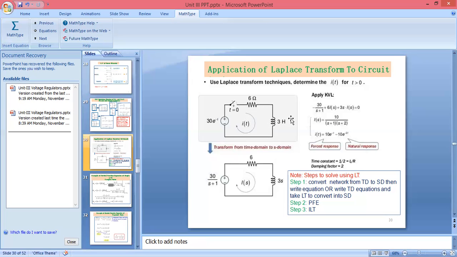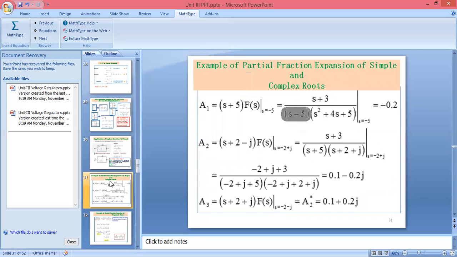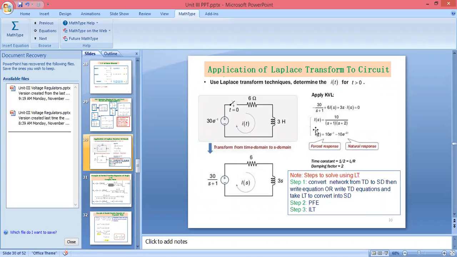We can take that 6 ohm as it is, and in the time domain you use 3 Henry, but if you are converting into the frequency domain, you are supposed to use 3s here. So I am writing here 3s. Now, I have given one example of partial fraction expansion, simple and complex, and how we are converting. If anyone is facing any issue in this question, you can ask me how I am taking these values.